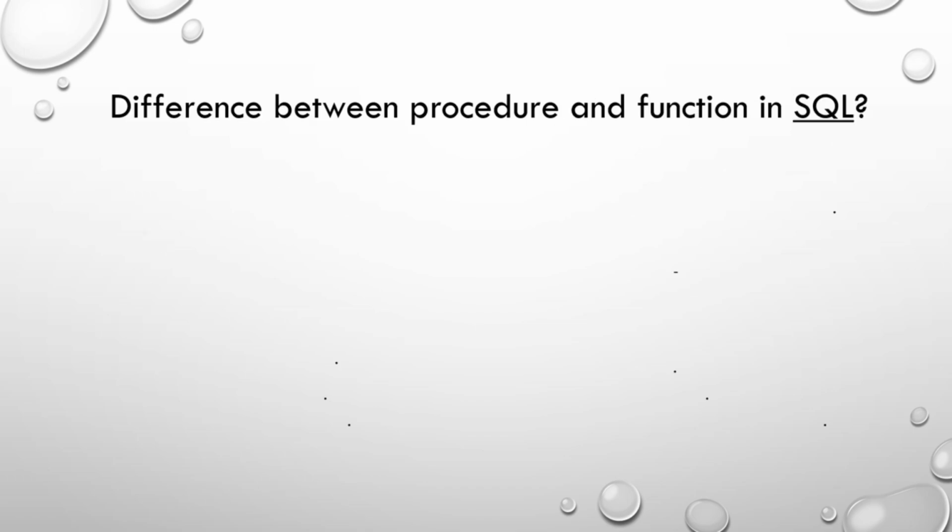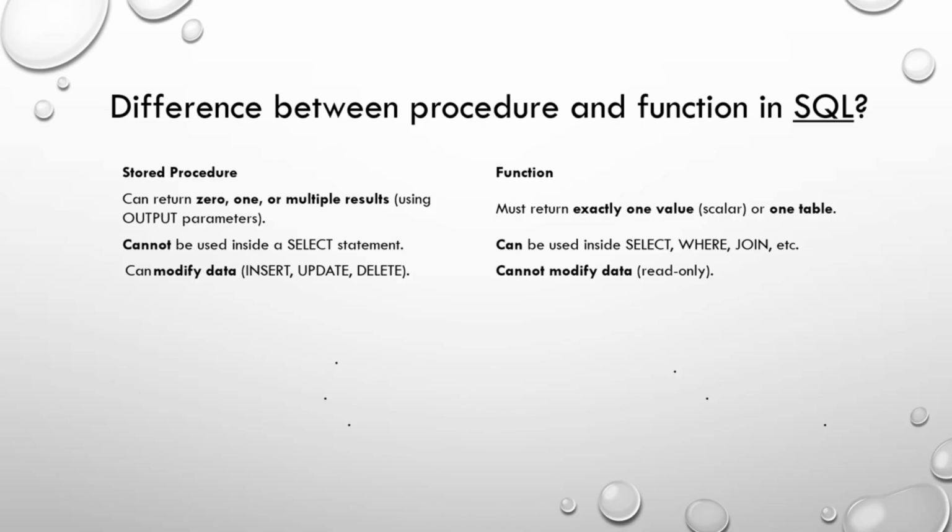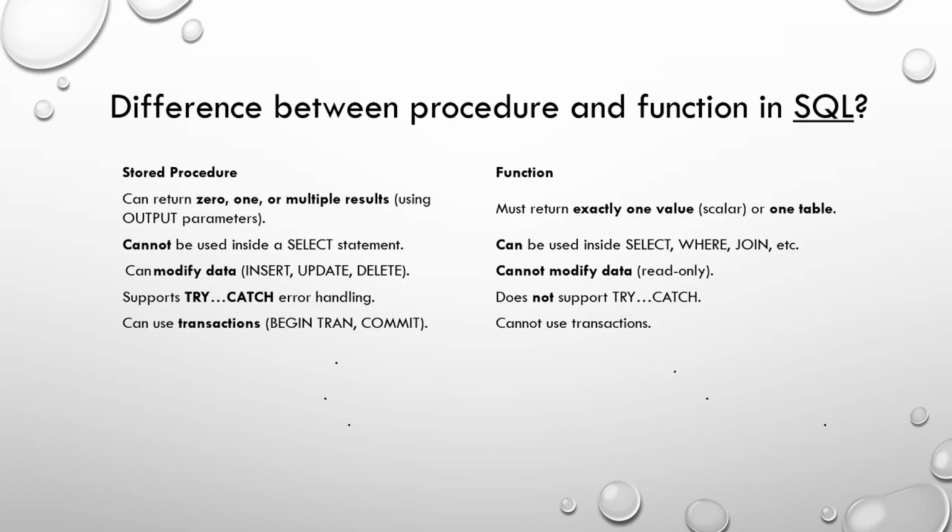The next question is, what is the difference between a procedure and a function in SQL? A stored procedure can return 0, 1, or multiple results. A function must return exactly one value or one table. A stored procedure cannot be used inside a SELECT statement. A function can be used inside SELECT, WHERE, JOIN, etc. A stored procedure can modify data: insert, update, delete can be done. A function cannot modify data; it's read only. A stored procedure supports TRY and CATCH error handling. A function does not support TRY CATCH. A stored procedure can use transactions: BEGIN TRANSACTION, COMMIT TRANSACTION, ROLLBACK.